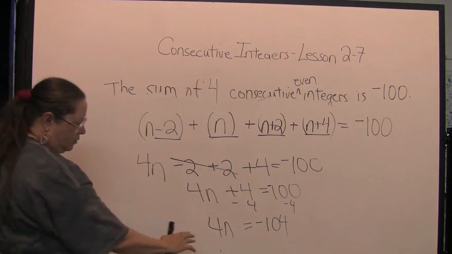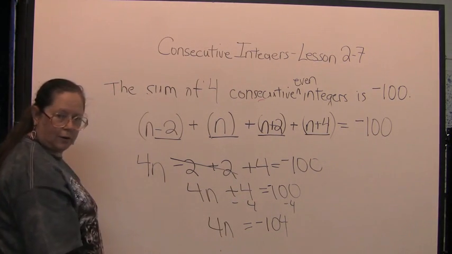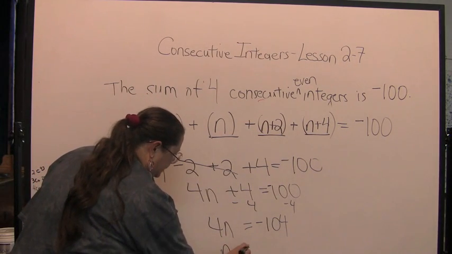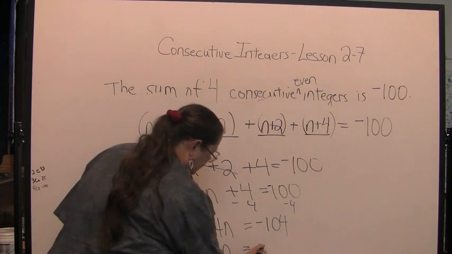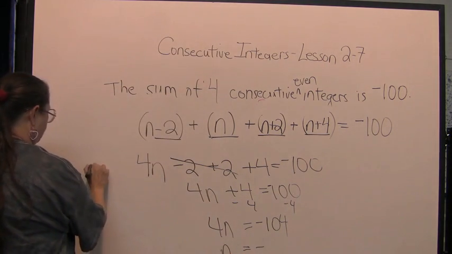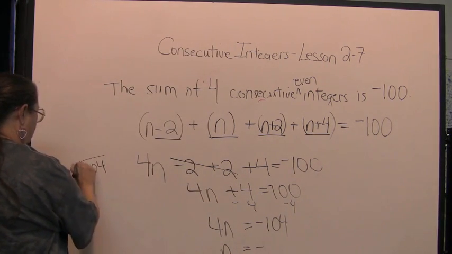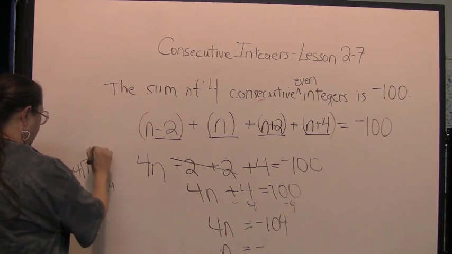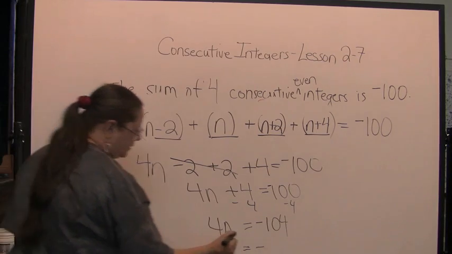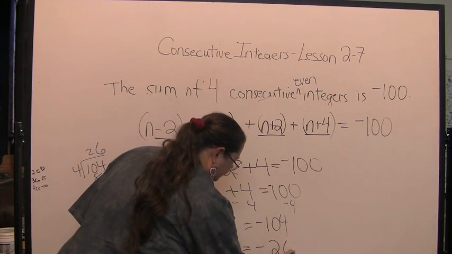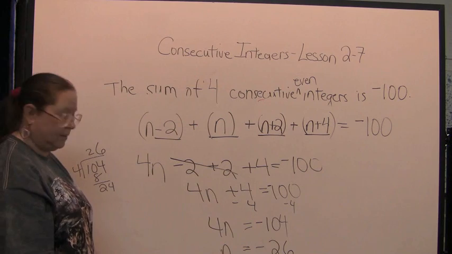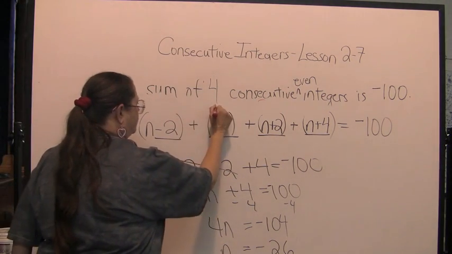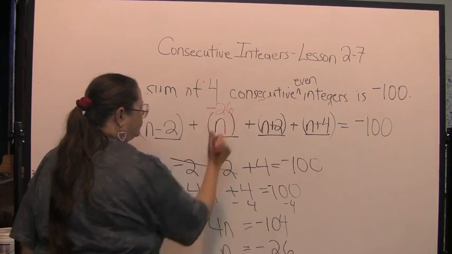Okay, now I want to know what 1 narwhal is worth, not 4. So I have to divide both sides by 4. And I get n equals, let's see, 104 divided by 4 is 26, right? So negative 26. Then go back. This is n. So right here, this number right here is going to be negative 26.